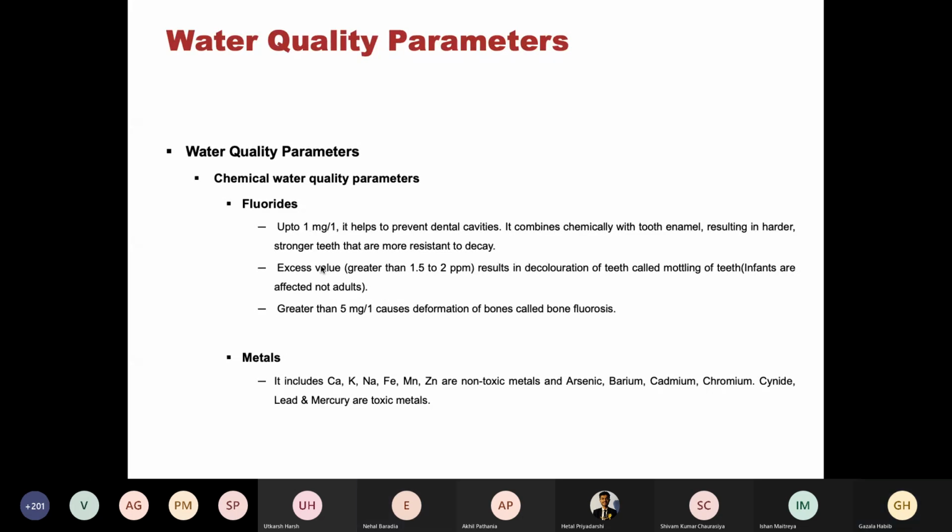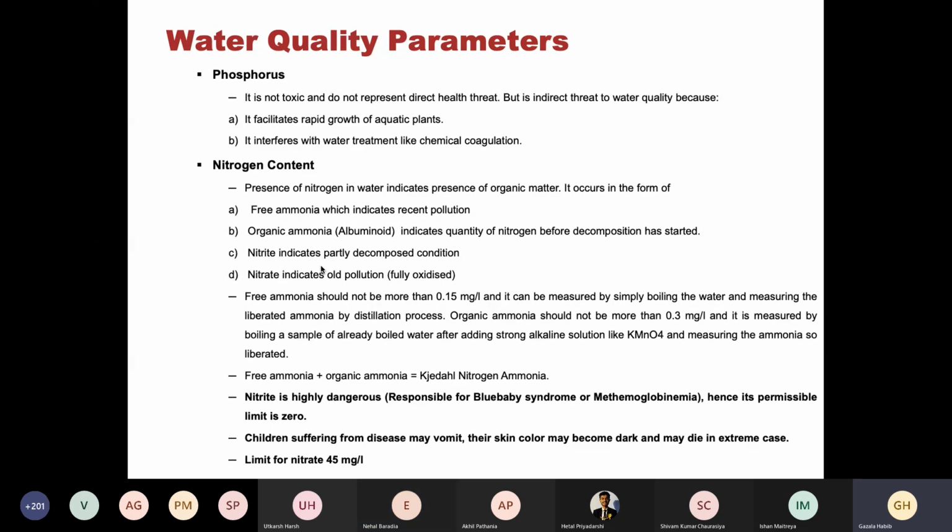Yes, ma'am, in what form is phosphorus present in the water? Like phosphine or phosphide or something else? Which compound? Phosphorus. I don't remember exactly in what form phosphorus is present, but it is a nutrient for aquatic plants, that I know. Let me see in what form it is present in water. I don't remember exactly. Okay, I will add that.